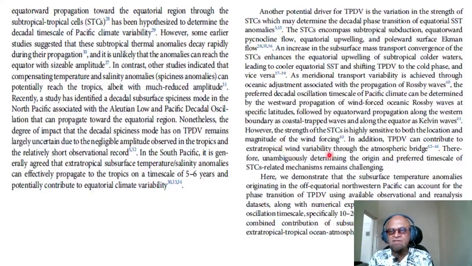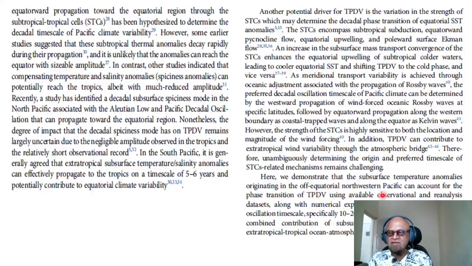However, the strength of the STCs is highly sensitive to both the location and magnitude of the wind forcing. In addition, TPDV can contribute to extratropical wind variability through the atmospheric bridge. Therefore, unambiguously determining the origin and preferred timescale of STC-related mechanism remains challenging. So we are finding partial answers. We know a lot of things, but a lot of things remain unknown. But this is how science works, right?